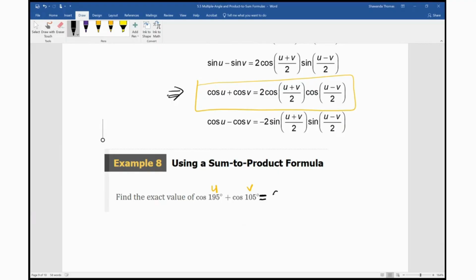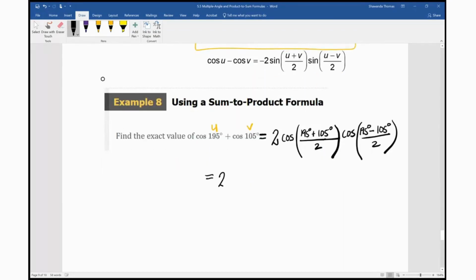So that'll be 2 times cosine of what? Let's write it all out. Over what? 195 degrees plus 105 degrees, over 2. Times cosine, same thing but subtraction: 195 degrees minus 105 degrees over 2.